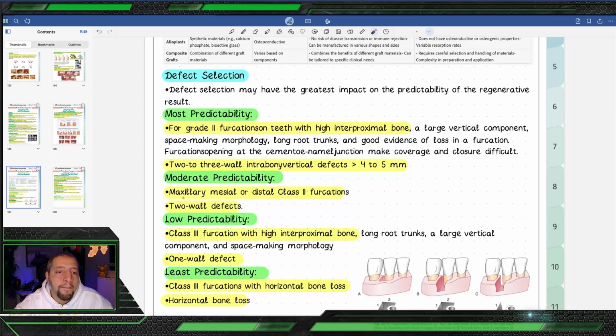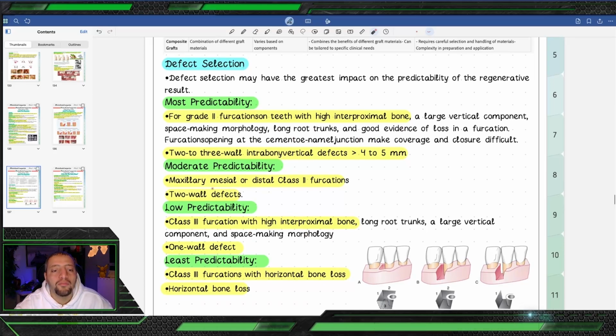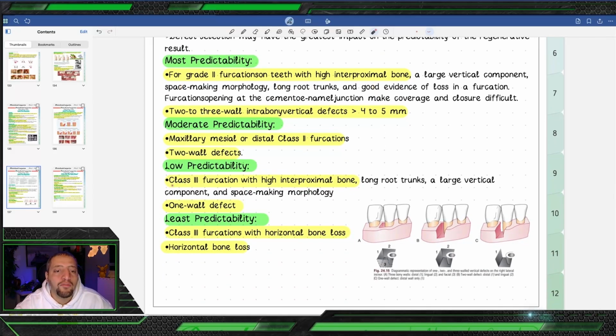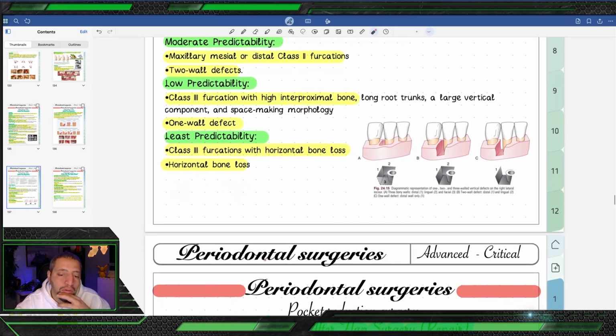Moderate predictability, maxillary mesial or distal class 2 furcation in the upper teeth, and 2-wall defect. So 2 to 3, yeah, but the 3-wall is the most predictable. 2 is a moderate predictability. Low predictability when you have class 3 furcation with high interproximal bone or one-wall defect. Least predictability, class 3 furcation with horizontal bone loss. Can horizontal bone loss be done in real life? Yes, but can it be done from the theoretical or academic way? No, we shouldn't do it in horizontal bone loss.